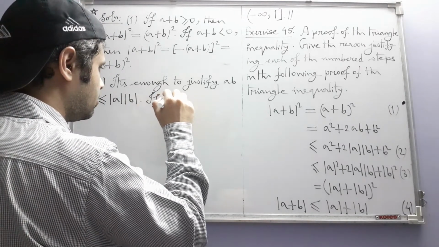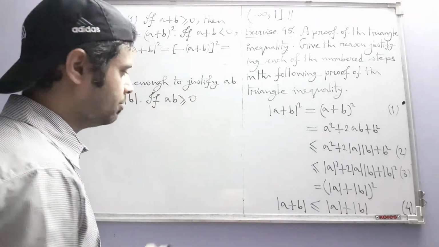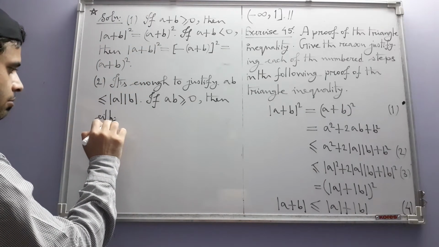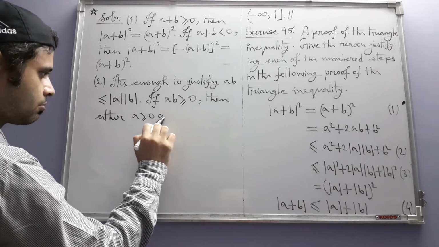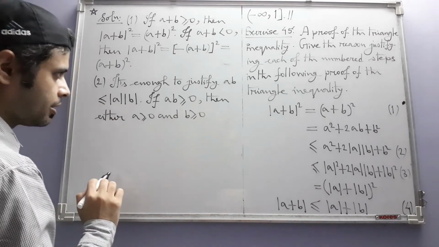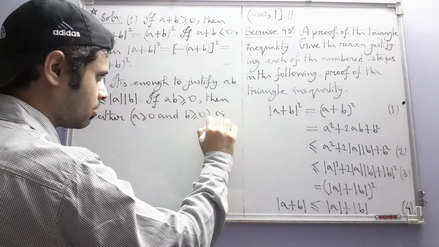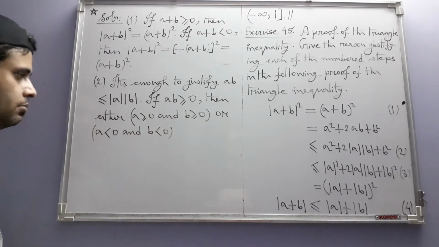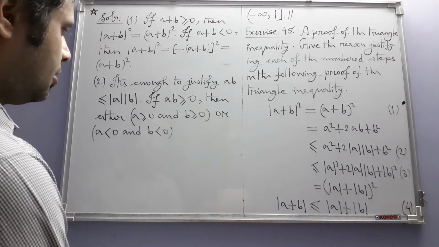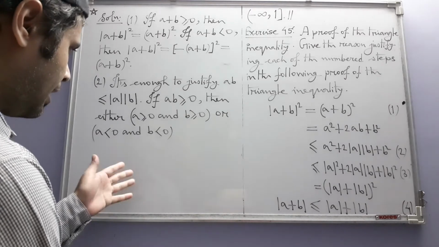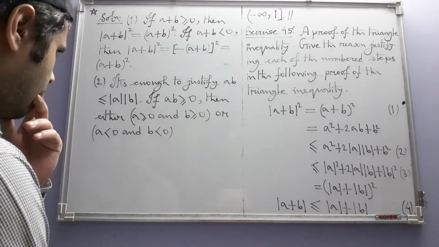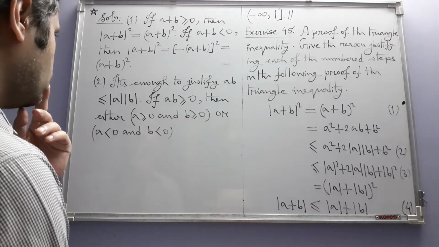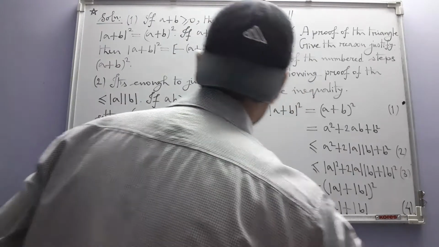If AB is greater than or equal to 0, then either A and B are both greater than or equal to 0, or A and B are both less than 0. Have I actually covered all the cases? I mean, I am somewhat worried about that 0. Oh, I think it's better to get rid of that 0 case first.